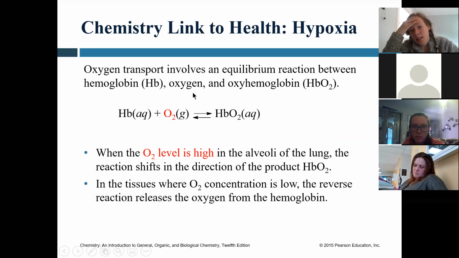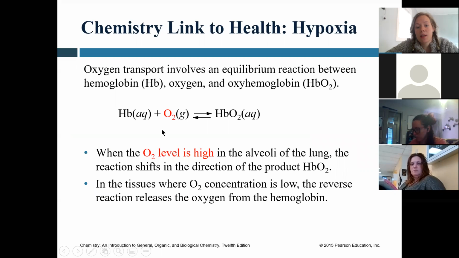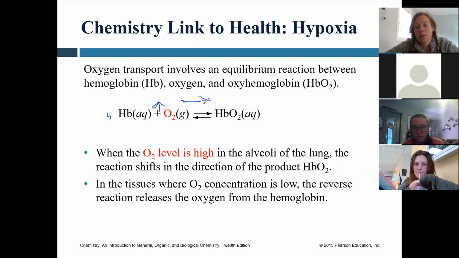So if we look at, again, this is an equilibrium that we have going on in our bloodstream. If we have high levels of O2, then we will shift in which direction? Lots of oxygen here means that we're going to shift in the forward direction. We're going to have a lot of this oxyhemoglobin in our system. That's why we tend to feel good if we're breathing in a lot of oxygen.